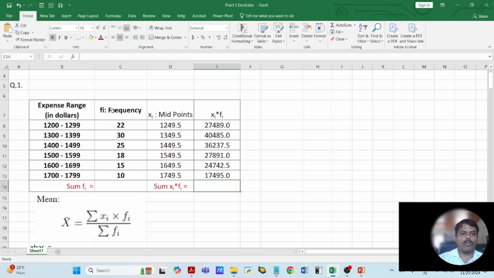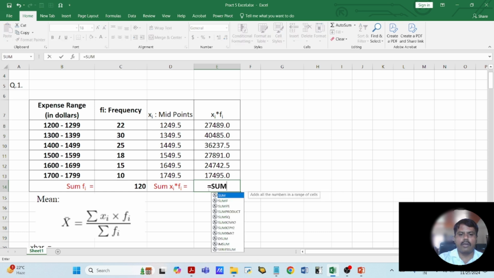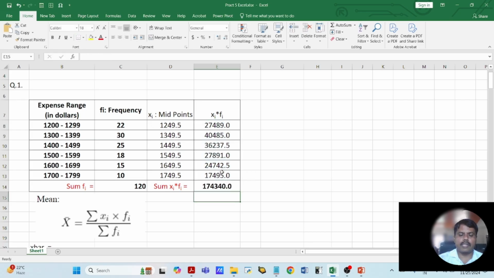Now we have to find sum of fi and sum of xi into fi to find the x bar. So to find sum of fi, we type Excel command is equal to sum bracket and then select the numbers of frequency values, close the bracket and press enter. So here we get sum of fi as 120. Now for sum of xi into fi, we use the same Excel command, is equal to sum bracket and select xi into fi values, close the bracket and press enter. So in this way we get sum of xi into fi as well as sum of fi.